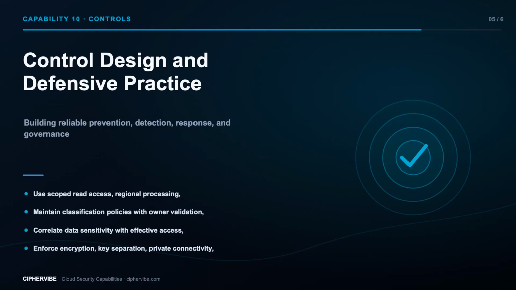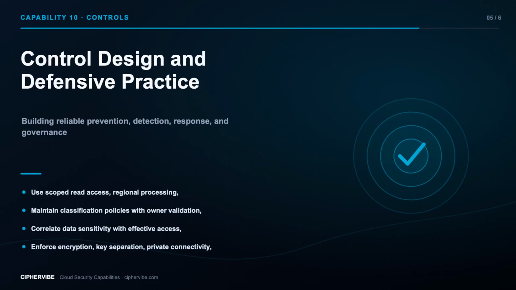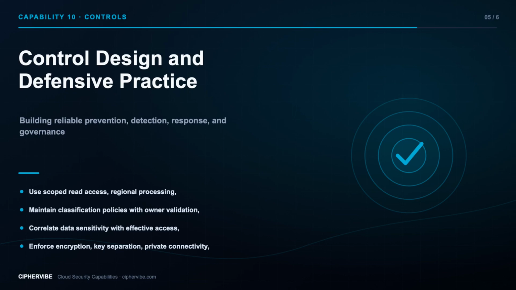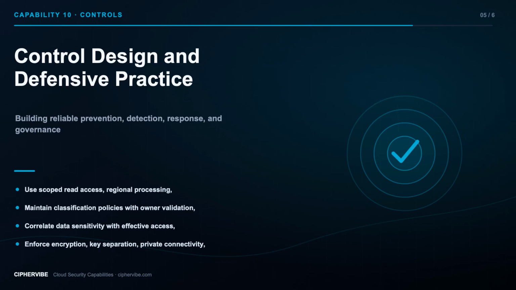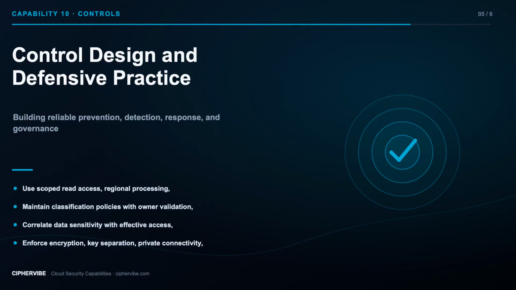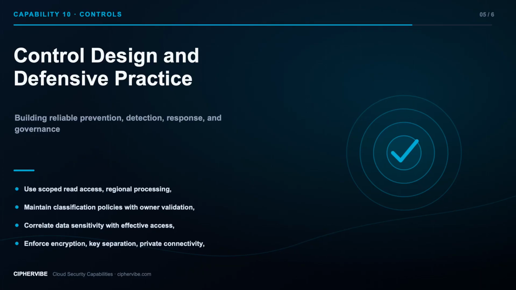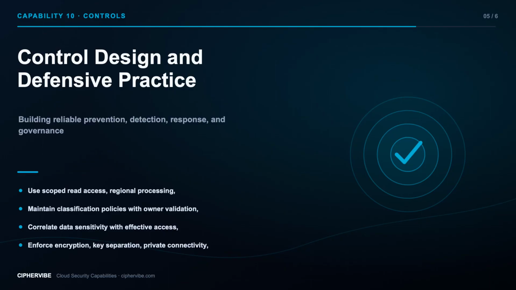Control design should include preventive, detective, responsive, and recovery layers. Together, they establish safe defaults, identify drift, govern containment, and restore service. Least privilege applies to connectors, agents, orchestration identities, data stores, and administrators. Scope, separate, monitor, rotate, and test their access.